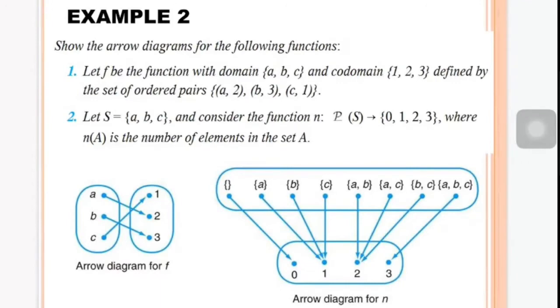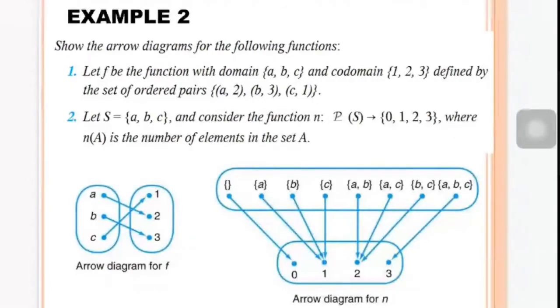Example 2. Let f be the function with domain A, B, C and codomain 1, 2, 3, defined by the ordered pairs (A, 2), (B, 3), (C, 1). This is your arrow diagram and this is your ordered pairs.